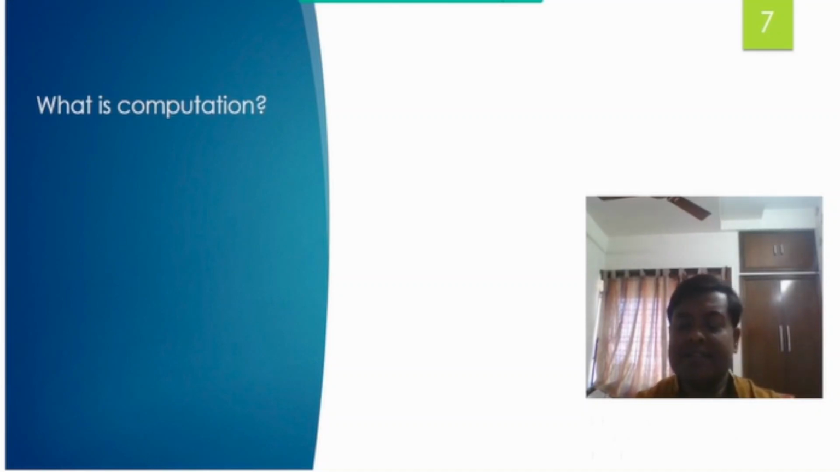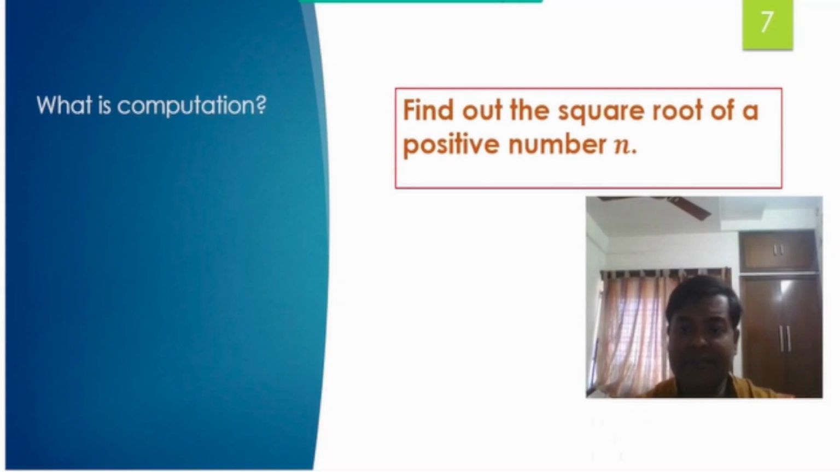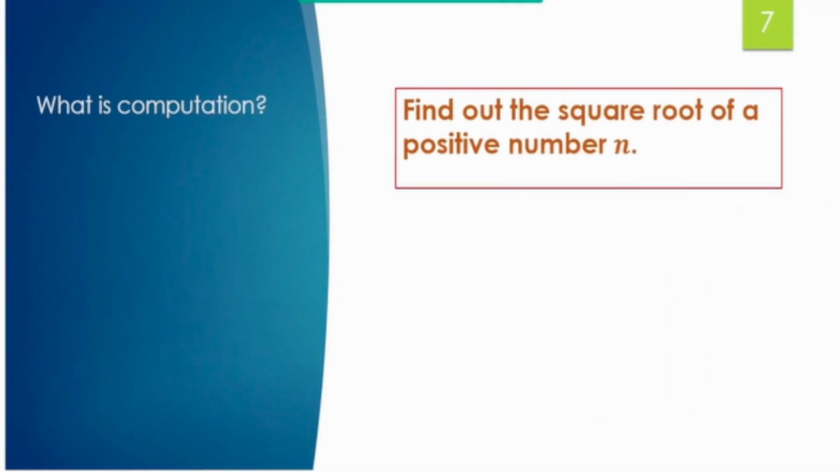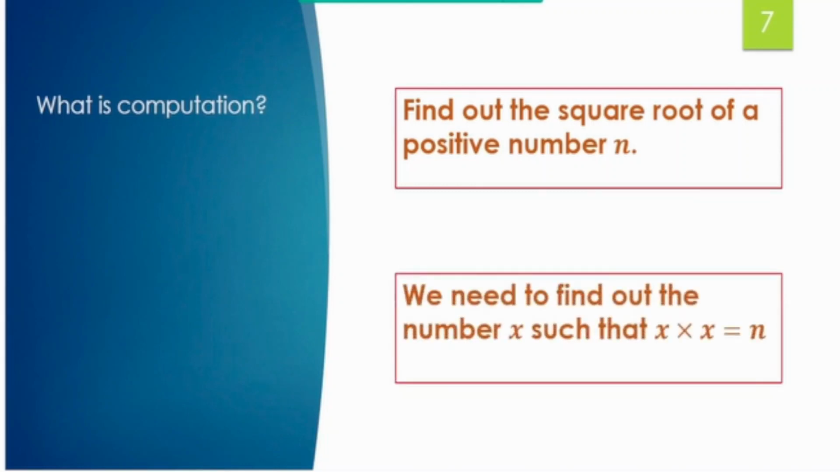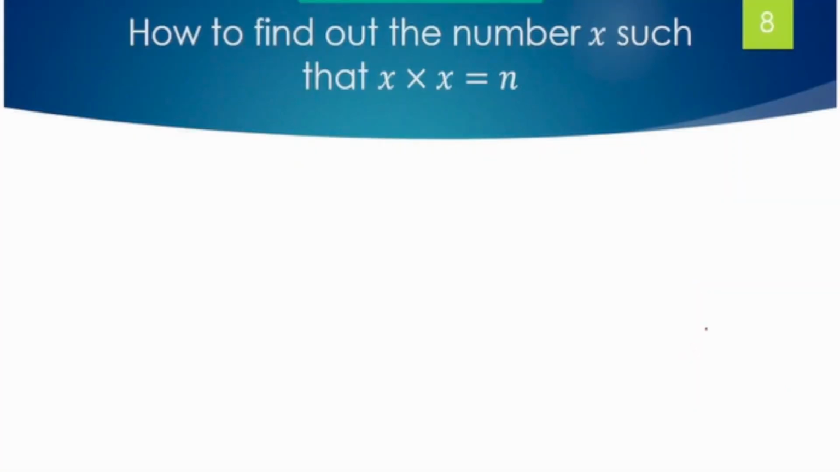Now to understand this question, let us first take a very easy very simple problem like find out the square root of a positive number n. Now equivalently what we can say that we need to find out the number x such that x into x will become equal to n, because if x satisfies this equation then we can say x is square root of n. Now let's solve this problem.